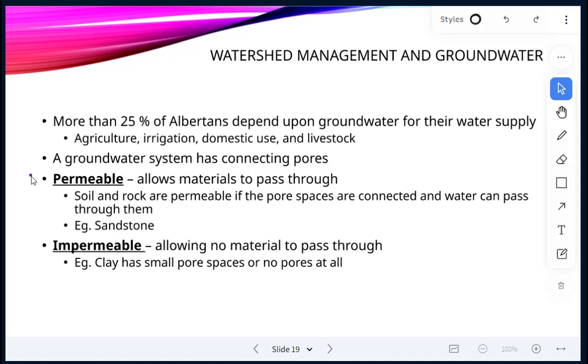Impermeable is when a substance does not allow material to pass through. An example is clay. Clay has very small pore spaces or no pores at all. So it's impermeable to water.